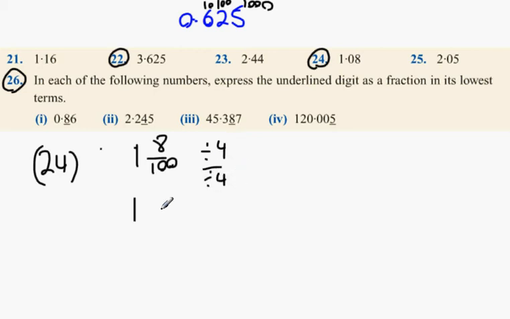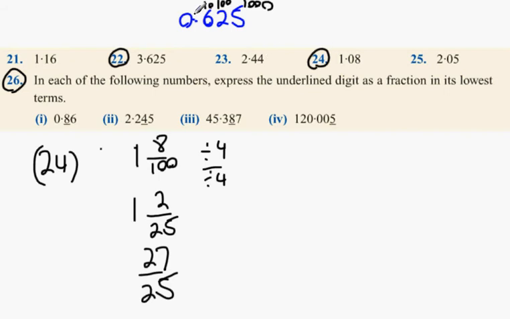2 over 25. 1 and 2 over 25. Now, if you express that as a top-heavy fraction, what would you get, Garrett? 25 multiplied by 1? 25. Plus 2? Plus 2, 27. 27 over 25. Okay.